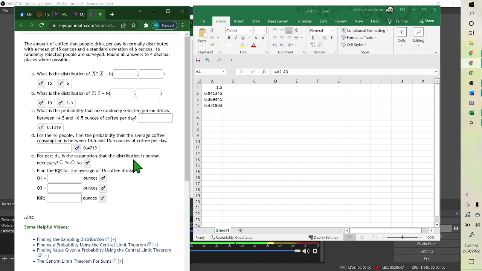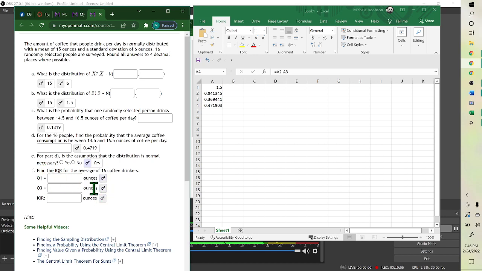Is the assumption that this distribution is normal necessary? Yes, it is. It's necessary because our sample size was smaller than 30. Since it was only 16, you need to assume normal.